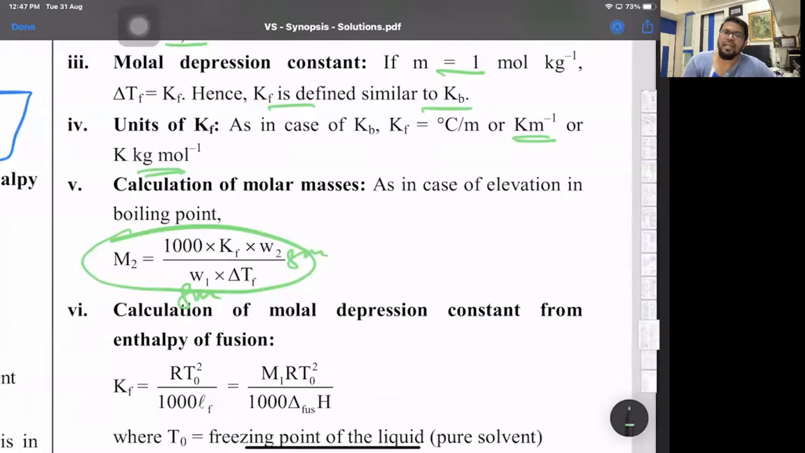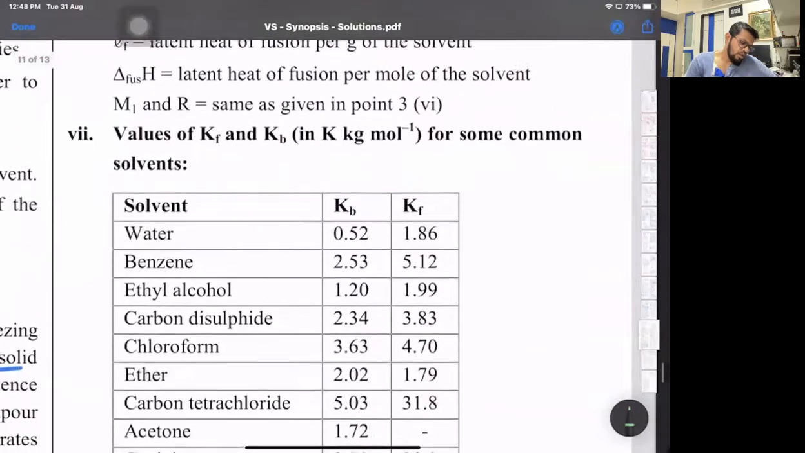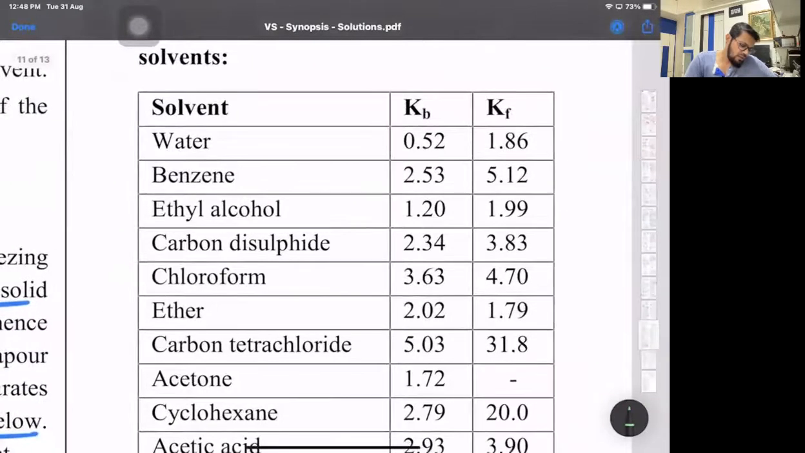And similarly, you can calculate the molal depression constant from enthalpy of fusion. That is M1 R T naught, the whole square, upon 1000 into delta H of fusion, where M1 is the molar mass of the solvent, R is the molar gas constant, T naught is the freezing point of pure solvent, and delta H fusion is the enthalpy change for fusion when 1 mole of a solid becomes 1 mole of a liquid. That's the part. Now values are given of KB and all.